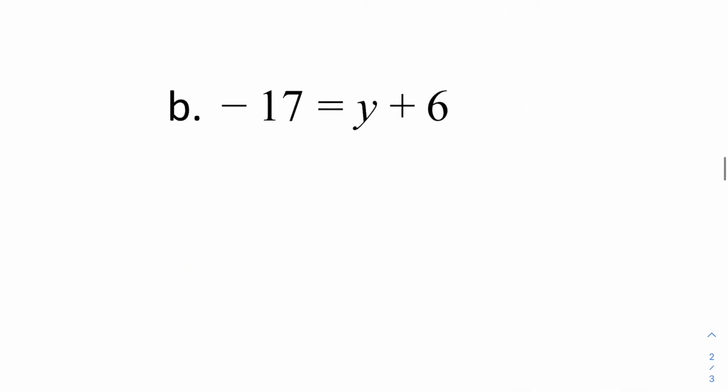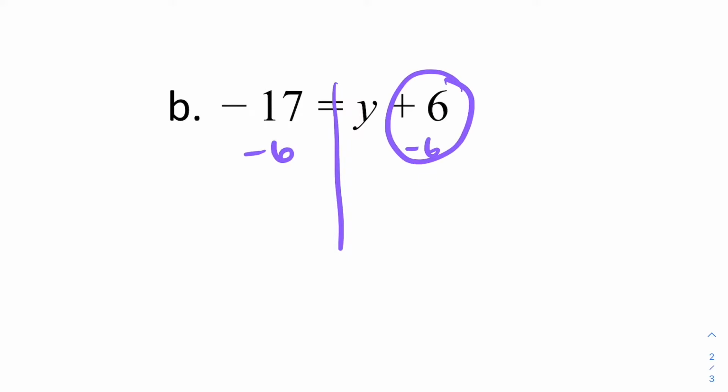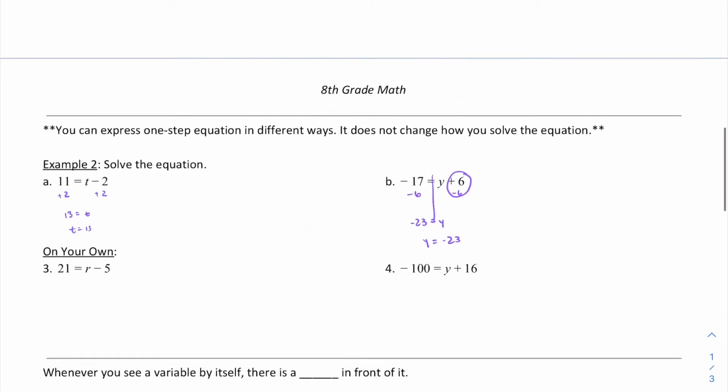Letter B, same thing. I have y plus 6, so I have to do minus 6, right? Minus 6, negative 17 minus 6 is equal to negative 23 is equal to y. Y equals negative 23. So you solve these problems exactly the same way. Try 3 and 4 on your own.